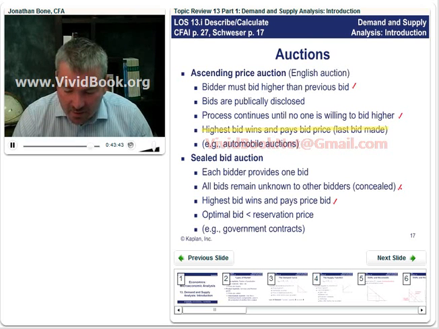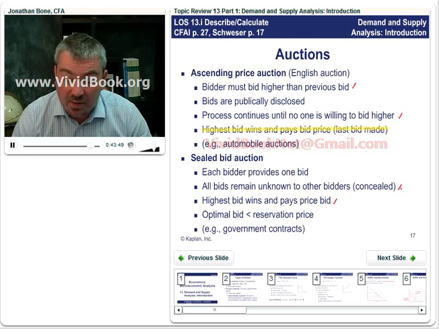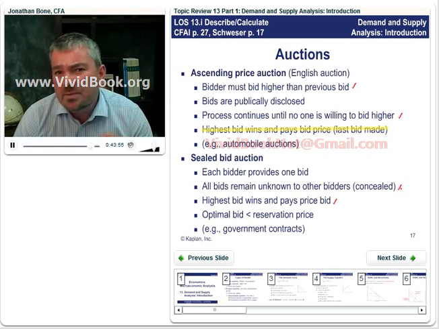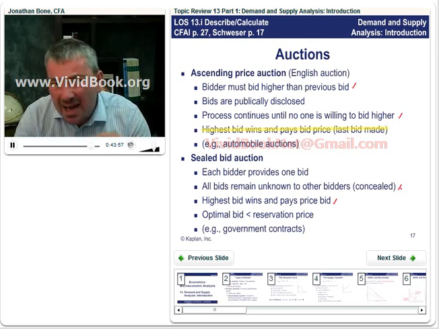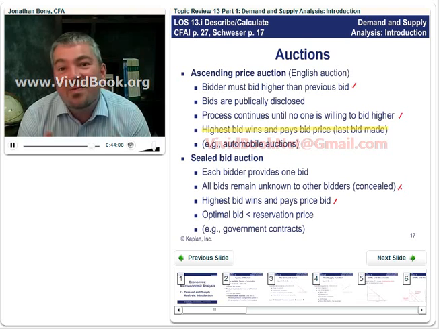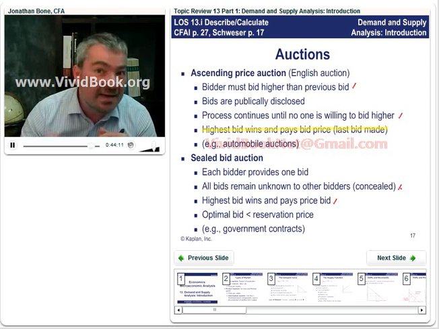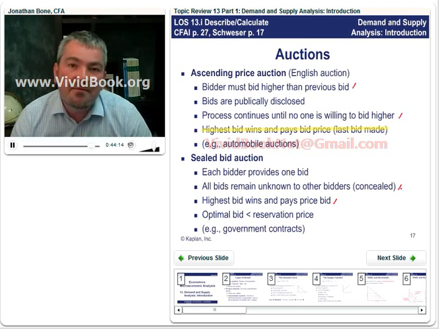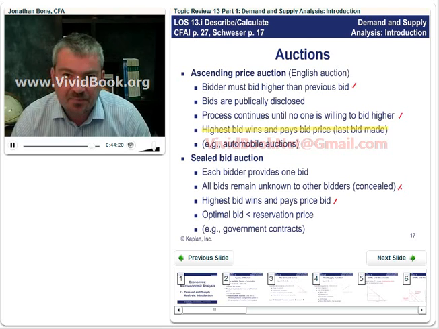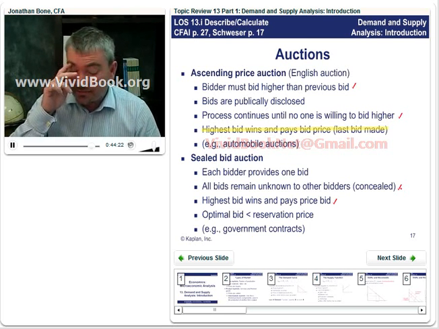Now, notice here, though, we're talking about the optimal bid being actually different from the reservation price. Now, the reservation price would be the maximum that you would be willing to pay. But the optimal bid in a sealed auction is actually only 1 cent or 1 pence, one unit of currency higher than the next highest bid. The problem is you don't know what the next highest bid is. Whereas in the English auction, of course, you do. So therefore, the optimal bid is actually lower than the reservation price for the consumer or the bidder. And government contracts are often allocated this way.